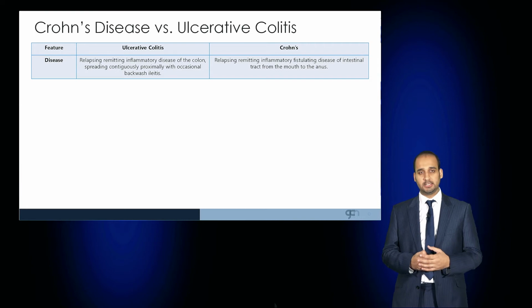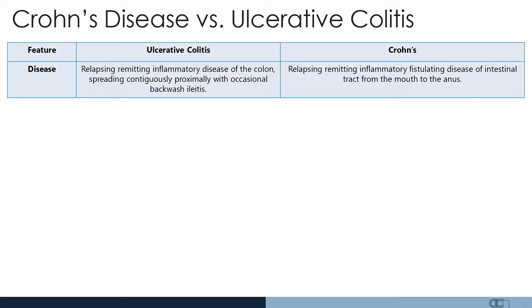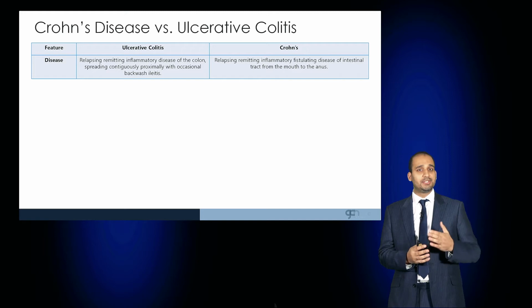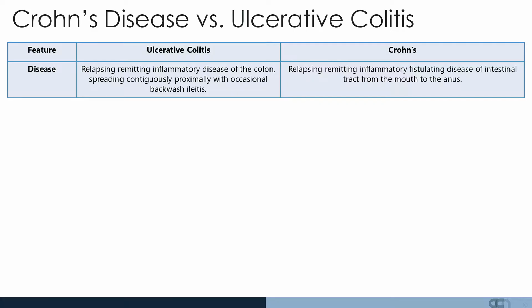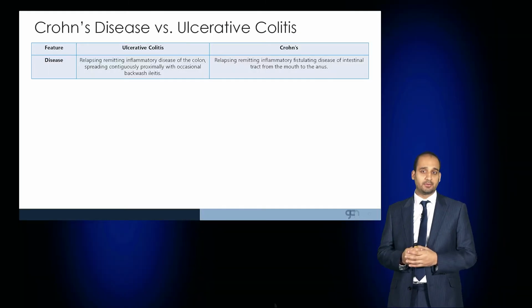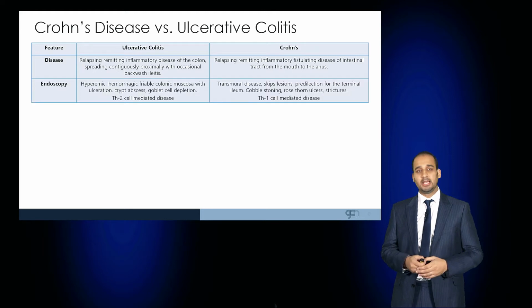Let's take these two conditions head to head. Both of these conditions are relapsing and remitting inflammatory diseases. Ulcerative colitis tends to affect the colon, starting with the rectum, spreading contiguously proximally with occasional backwash ileitis, whereas Crohn's disease can affect the entire GI tract from the mouth to the anus.